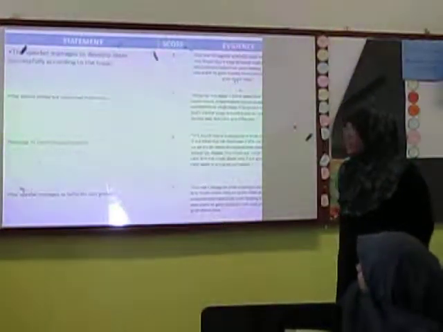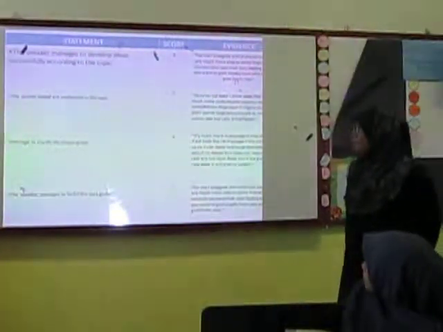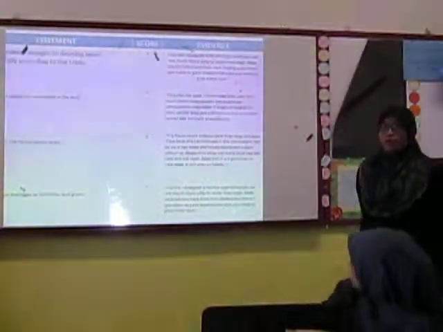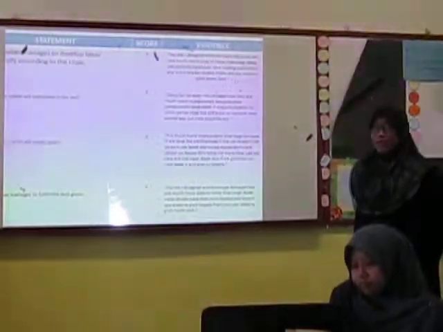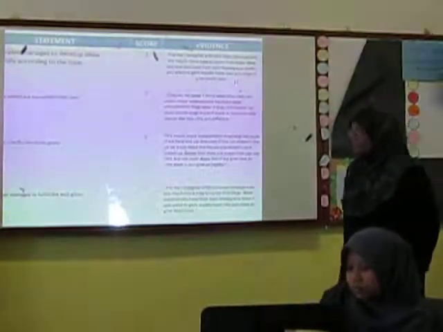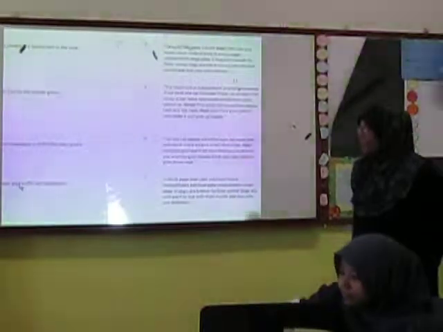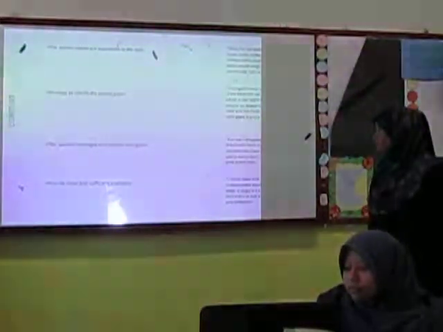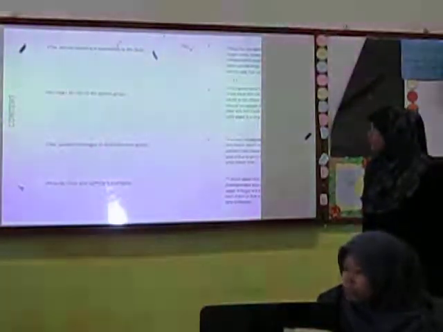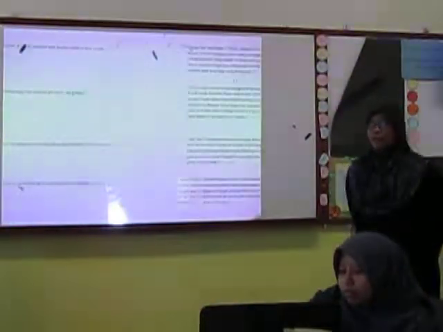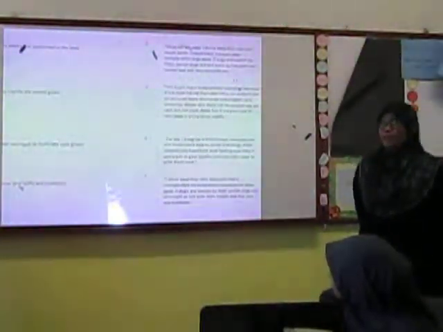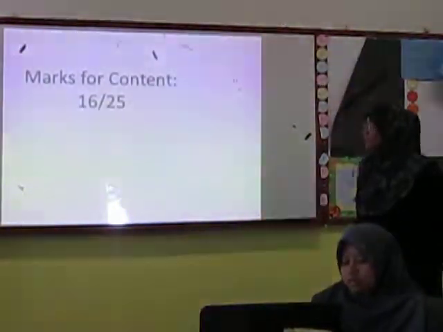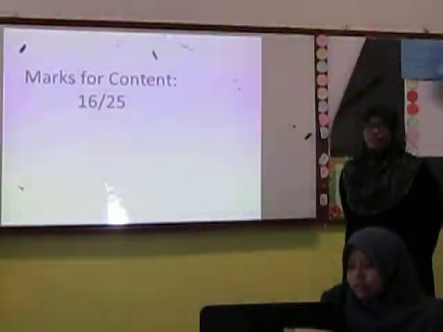The fourth one is the speaker managed to fulfill the task given. The score is 4 because he gives 3 points and managed to explain and clarify clearly. And the last one is provide clear and sufficient examples. The score is 3, and the evidence is there are examples given so that people understand what he is trying to say about the 3 points that he has given. Okay, the total mark for content is 16/25.